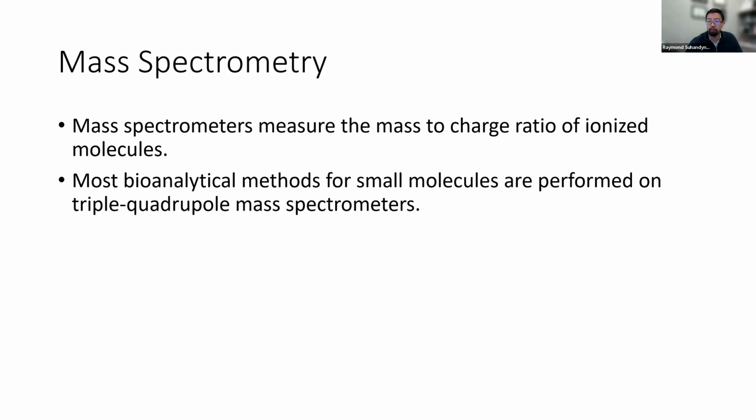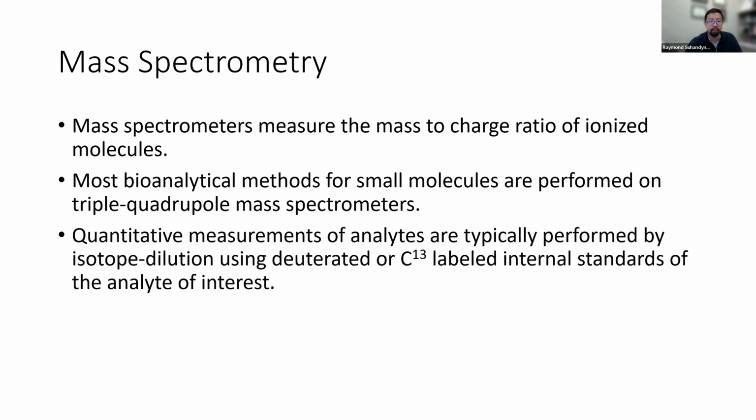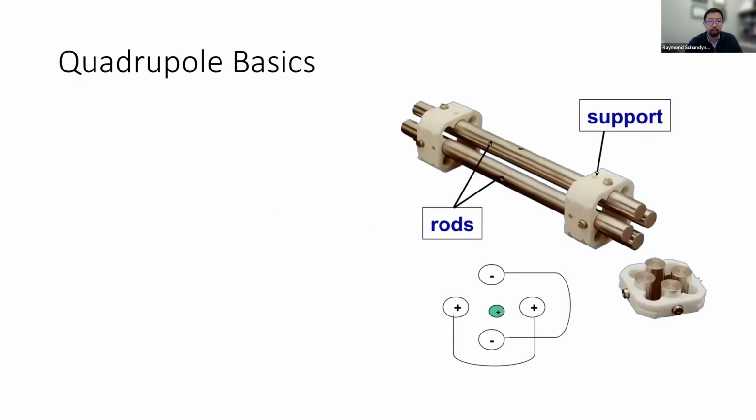Bioanalytical methods for small molecules are performed generally on triple quadrupole mass spectrometers. Those are generally considered the workhorse of this industry, and I'll go over a little bit more what that is in the next couple of slides. In this industry, quantitative measurements are gold and typically performed by something called isotope dilution using internal standards. Typically, they're deuterated or C13 labeled matched internal standards. And that's really to address matrix effects, which we'll talk about more, as well as to really understand that the analyte that you're monitoring is real.